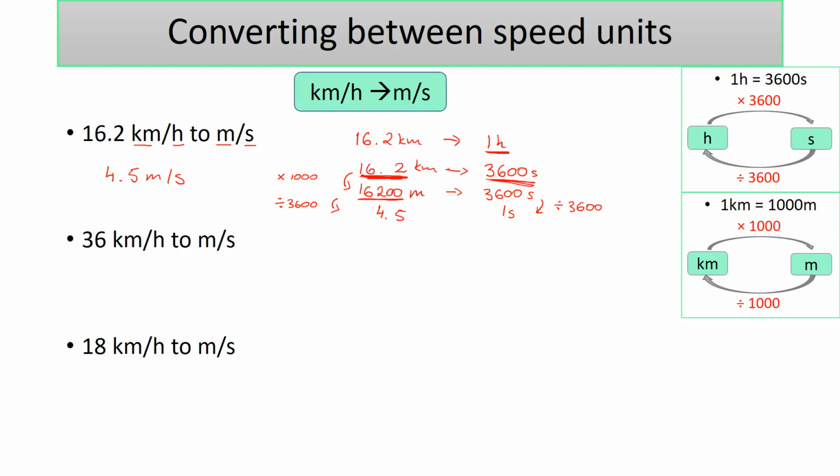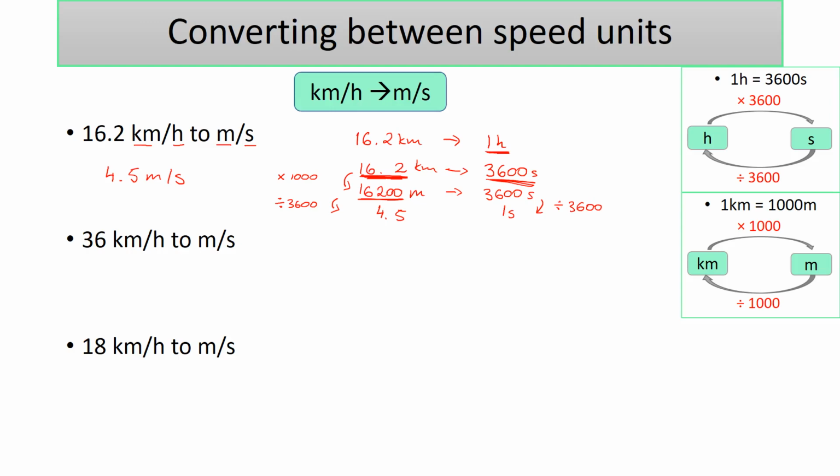Now in the last line, we needed to divide both sides by 3,600, because we want to have smaller units. We don't want to have the time per 3,600 seconds. We want to know what it is per 1 second. So that's why we need to divide both sides.